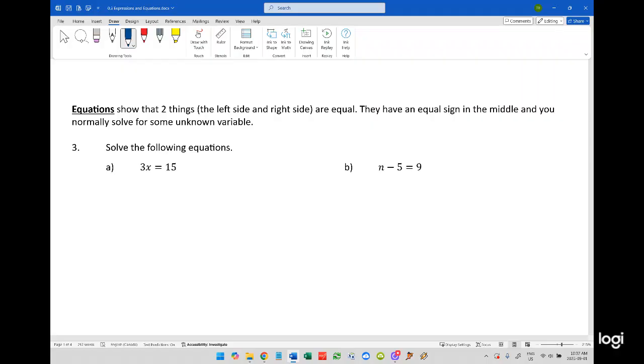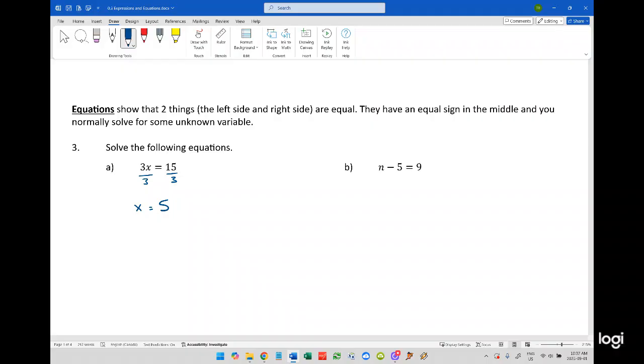Now in this case, what I'm going to do is divide both sides by 3. 3x divided by 3 is x. 15 divided by 3 is 5. That was pretty simple. So now I've solved the equation. I've said what x is equal to. It has a value. It was an unknown. Now it is a known.